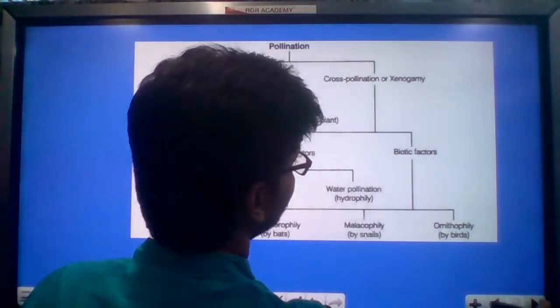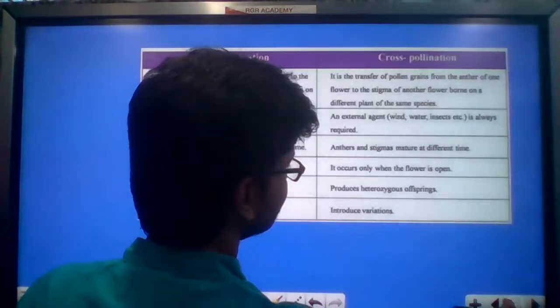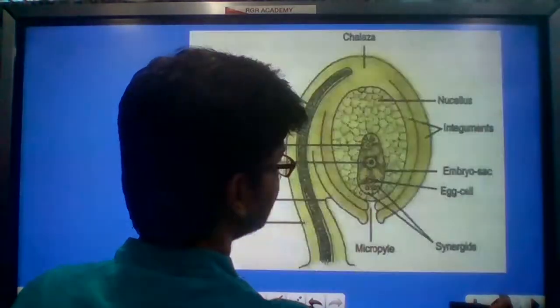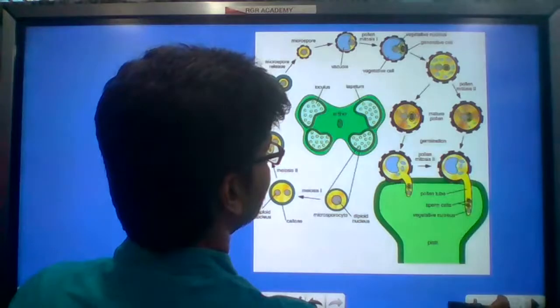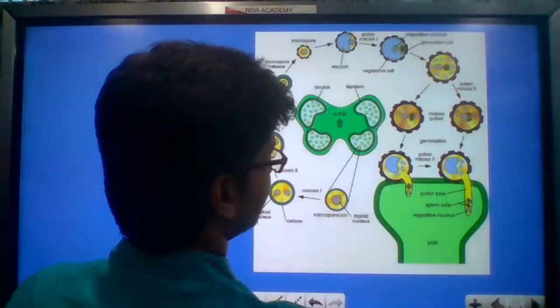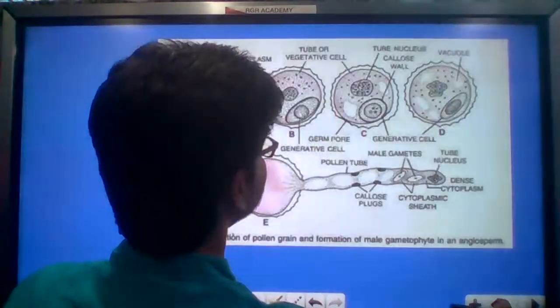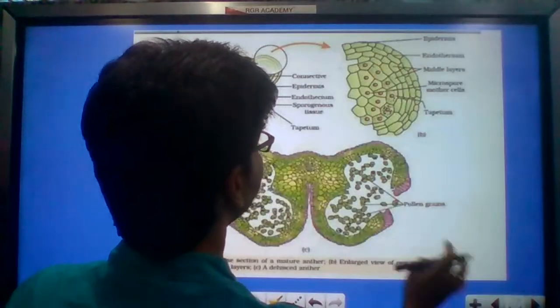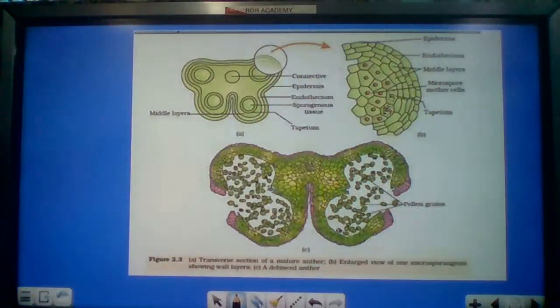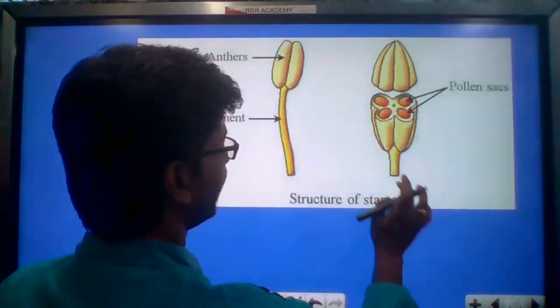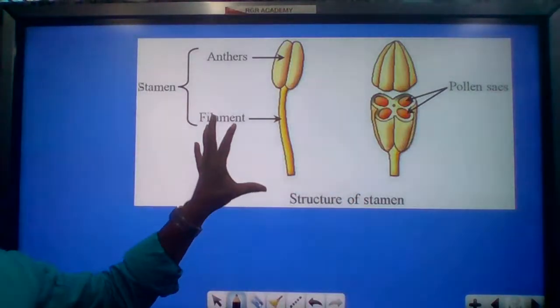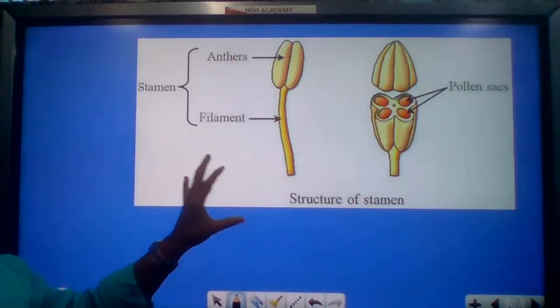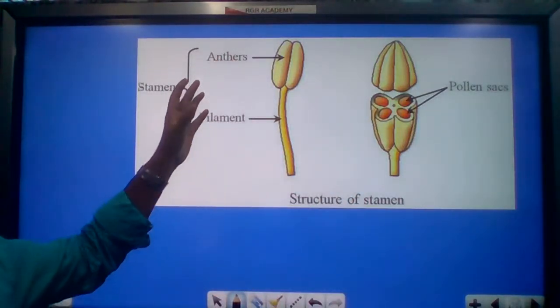So now we'll immediately start with sexual reproduction in flowering plants. For that we'll start with microsporogenesis. Here we'll be discussing the different layers of the mature anther. But before going to the mature anther, you must know the structure of the stamen, right? So exactly, what do we mean by the stamen?